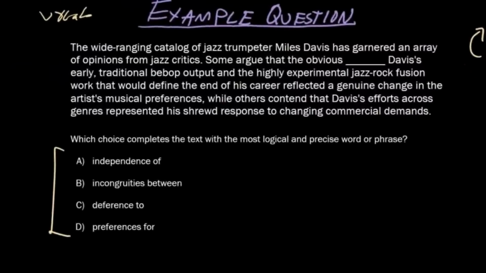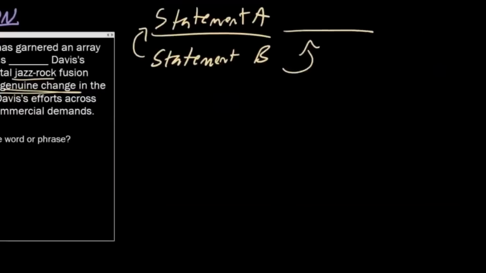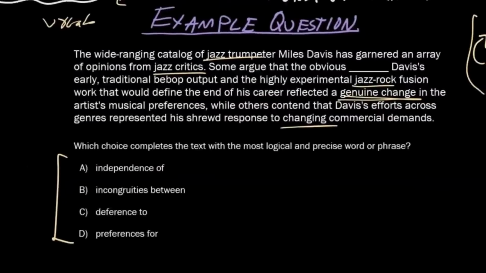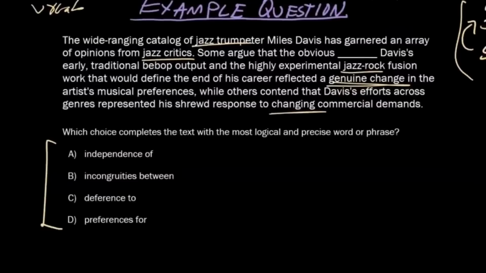So let's take a look at this example question. The wide-ranging catalog of jazz trumpeter Miles Davis has garnered an array of opinions from jazz critics. Some argue that the obvious blank Davis's early traditional bebop output and the highly experimental jazz rock fusion that would define the end of his career reflected a genuine change in the artist's musical preferences, while others contend that Davis's efforts across genres represented a shrewd response to changing commercial demands. So I emphasize the word changing here. Why? Because it appears twice, and because it seems like that's kind of forming our Statement A, Statement B here, right? So let's test our answer choices now.